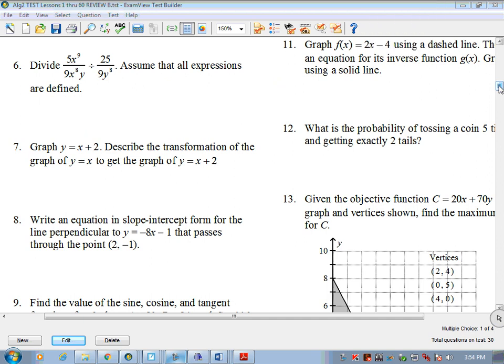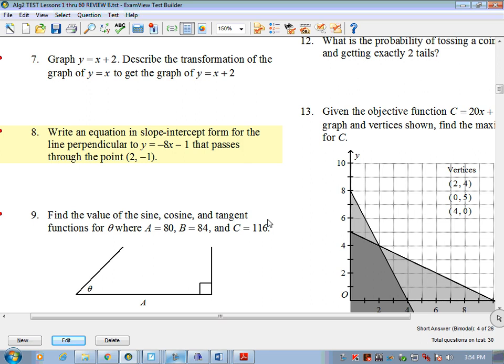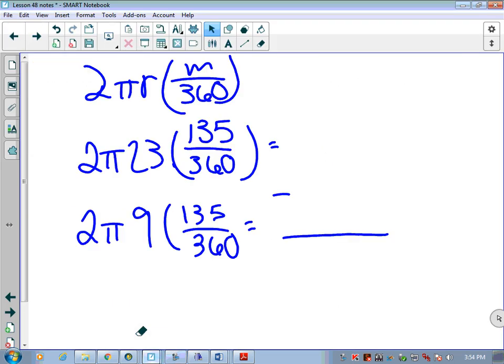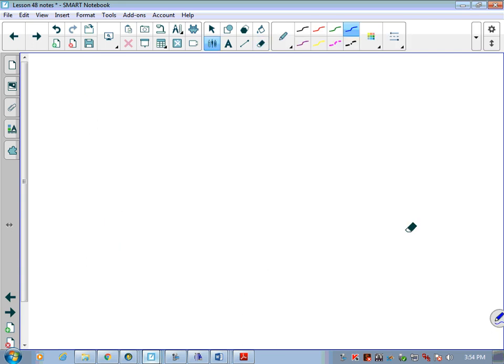Okay, number 7. Graph y equals x plus 2. Describe the transformation of the graph of y equals x to get the graph of y equals x plus 2. Let's see. So I'll just, if I can do this here, let's actually pull up another page here and clear some stuff out. Okay. We have y equals x plus 2.